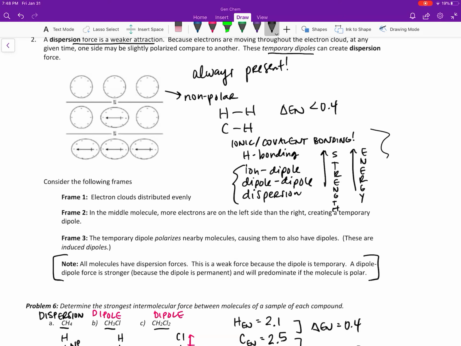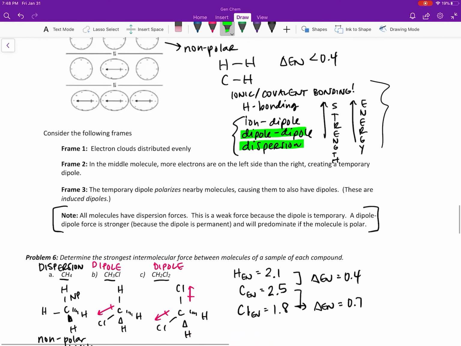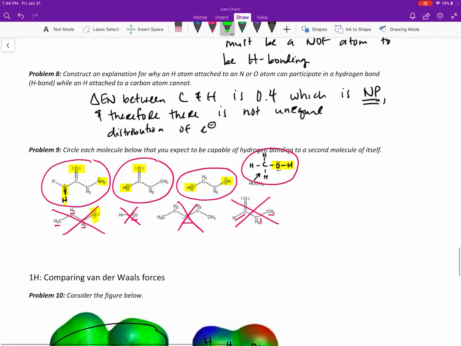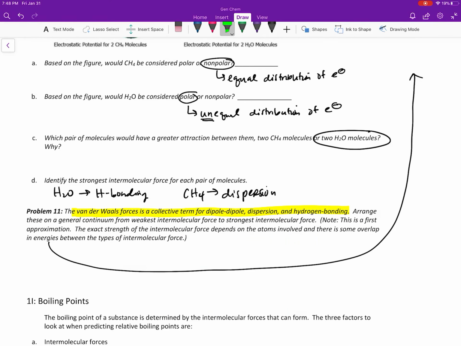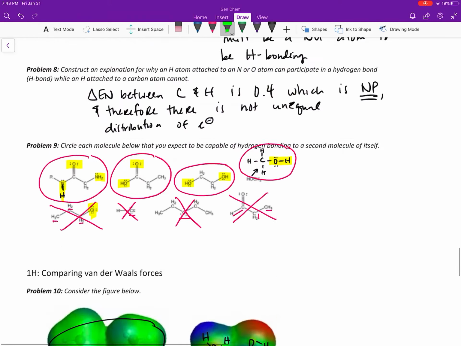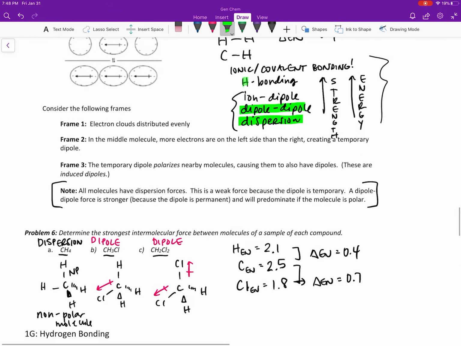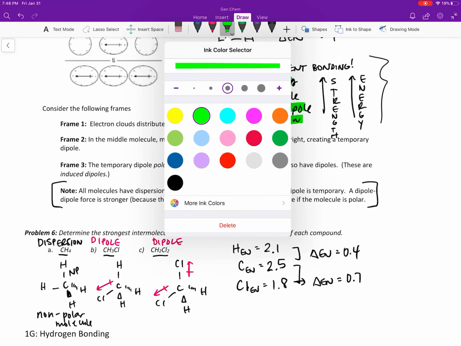So then we ranked our intermolecular forces. We had ionic and covalent bonding, then there was hydrogen bonding, ion dipole, dipole-dipole, and dispersion. With the last three on here being what we called, hold on, let me highlight them, the van der Waals forces. Okay, so the van der Waals is a combination of the three. I'm kind of jumping ahead, but of the three, those are our van der Waals forces.